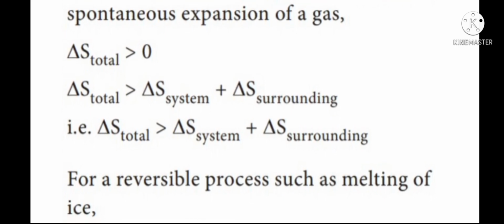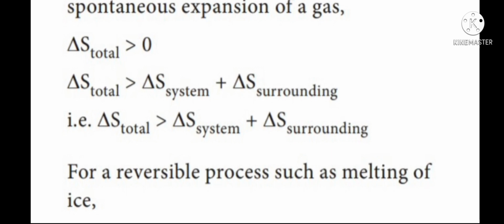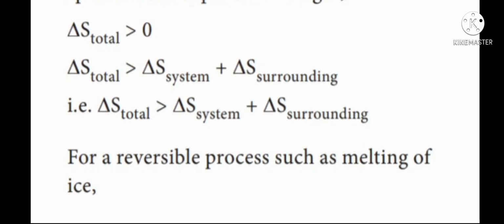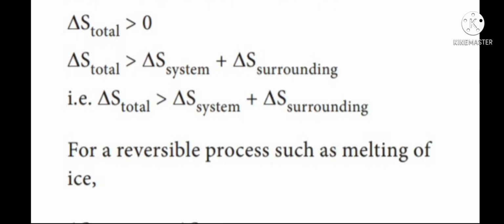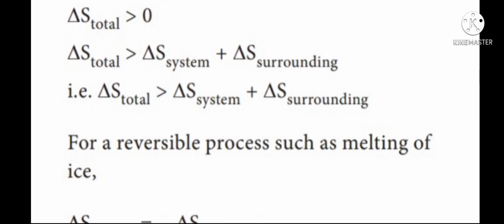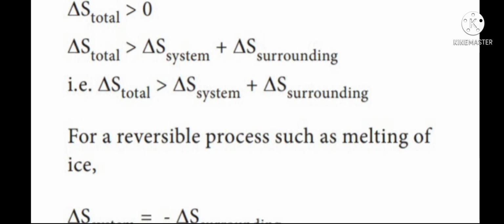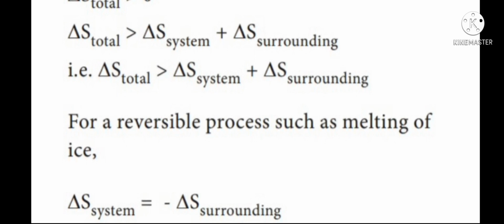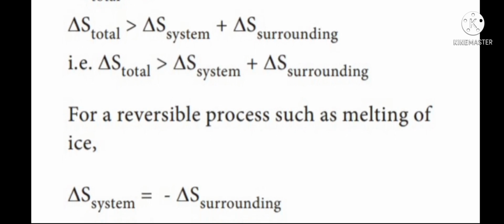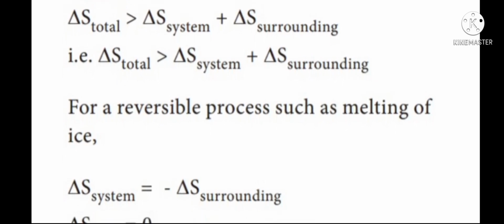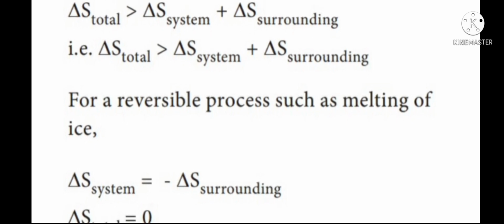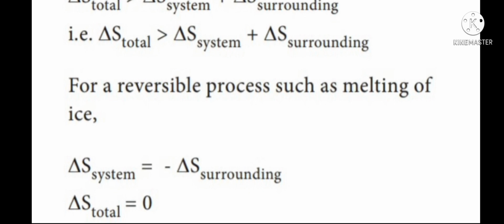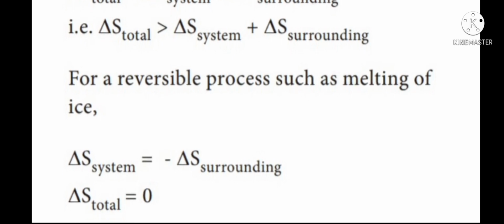Next, for a reversible process such as melting of ice, delta S system is equal to minus delta S surrounding. Substitute the value in delta S total. We will get delta S total is equal to minus delta S surrounding plus delta S surrounding. Therefore, delta S total is equal to 0. Hence, we completed the entropy statement.